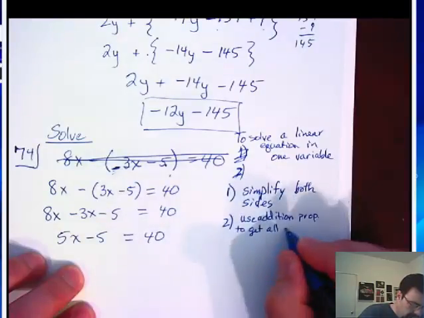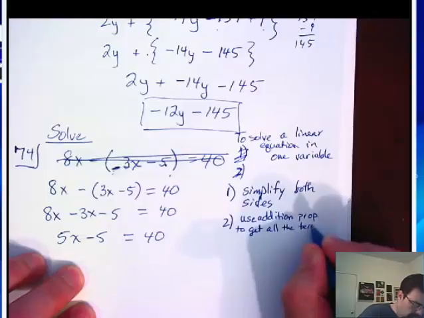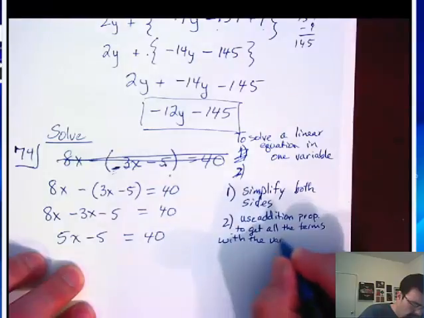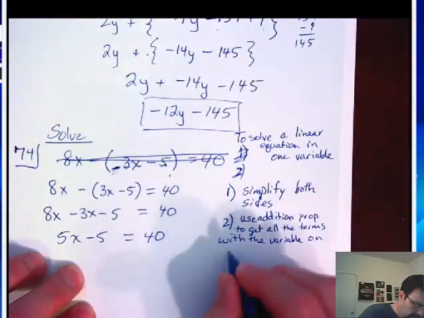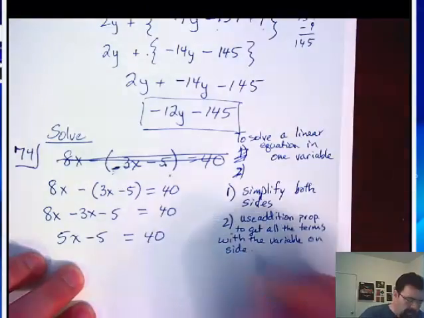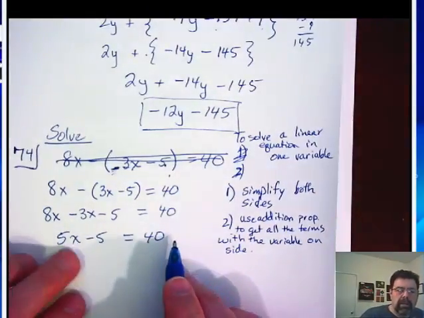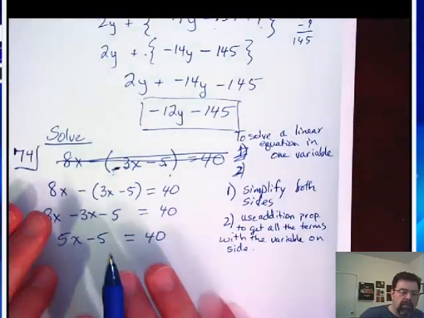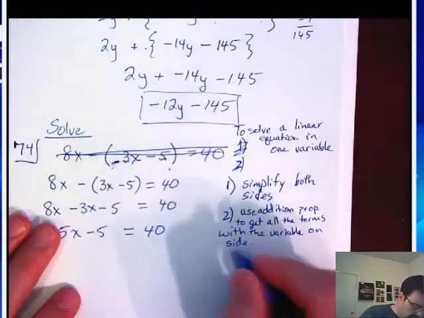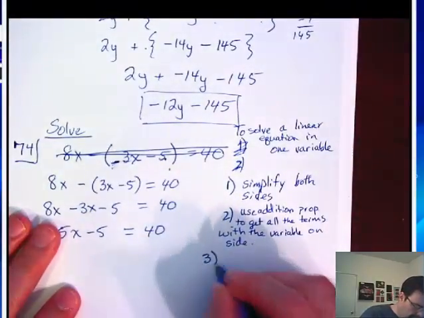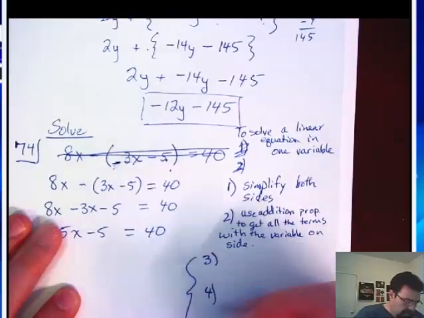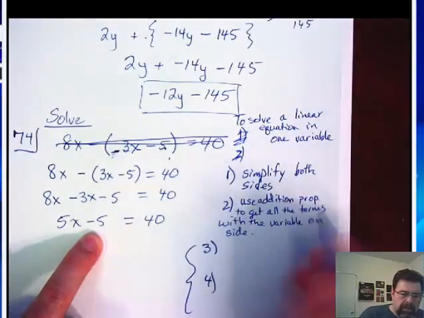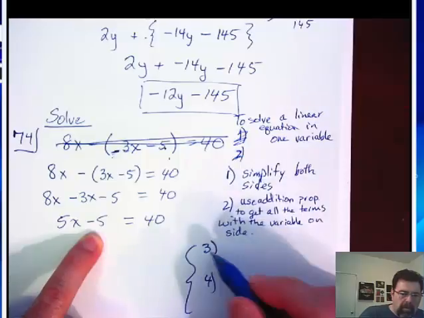To get all the variable terms on one side. So here, if I had a 3x on this side and a 5x on this side, I'm going to subtract 3x from both sides, so that way I would only have the variable on one side of the equation. Now from there, for step 3 and 4, so step 2 we didn't have to do anything, so that wasn't necessary.